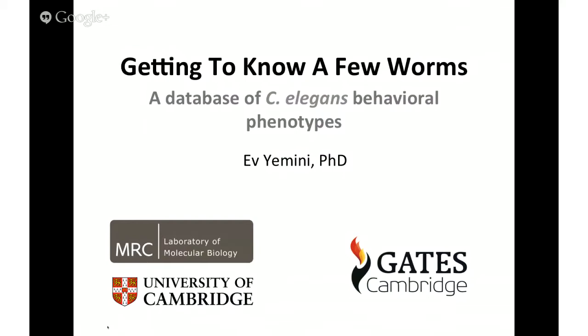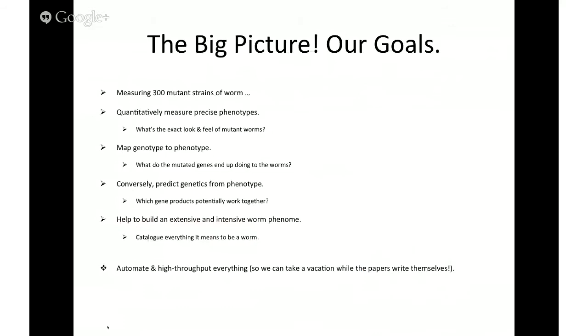Once again, my name is Ev Yemini. I'm going to be talking to you about work that I did during my PhD about getting to know a few worms, and it's basically a database of C. elegans behavioral phenotypes. So I'll try to go as slowly as possible because I know some of the audience definitely don't understand worms. Maybe some of the terms are foreign. So I'll hope the moderators stop me if I'm going too fast or too slow. I'm just going to start with the big picture, and hopefully this is one of the few slides that has no pictures on it, but hopefully you can follow most of the stuff.